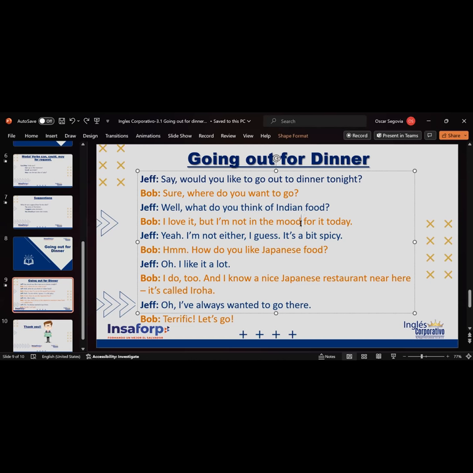So, if you say, I'm not in the mood for something, that means that you do not feel like doing that thing. And then, they simply talk or decide to go to a Japanese food restaurant, and at the end, well, they end up going to Aroha. Now, the last word here, or the last adjective here, terrific.